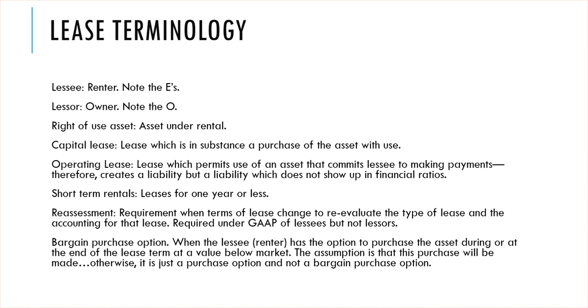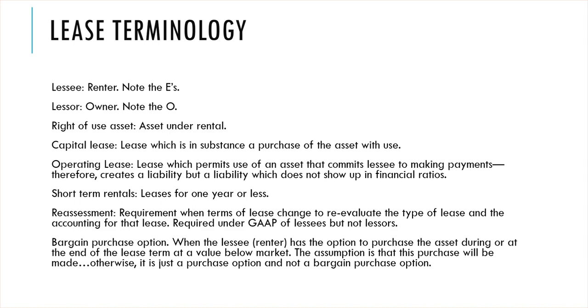Bargain purchase option, or purchase option. A purchase option is when the renter has the option to actually outright buy the item. You have heard the expression rent to own. So think of it as a rent to own situation. You can rent it, and if you decide that you really want to buy the thing, you want to own the thing, then you can switch from being a renter to a buyer at a certain point. Oftentimes these purchase options come at the very end of a lease term.